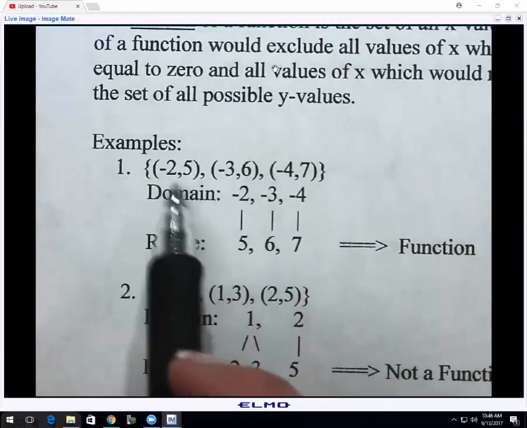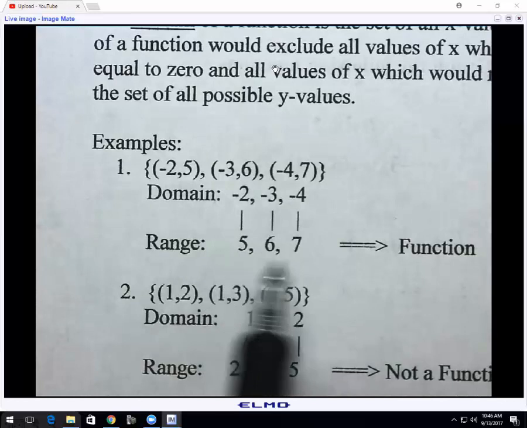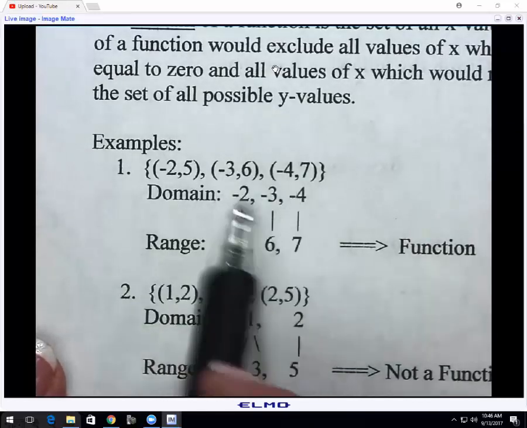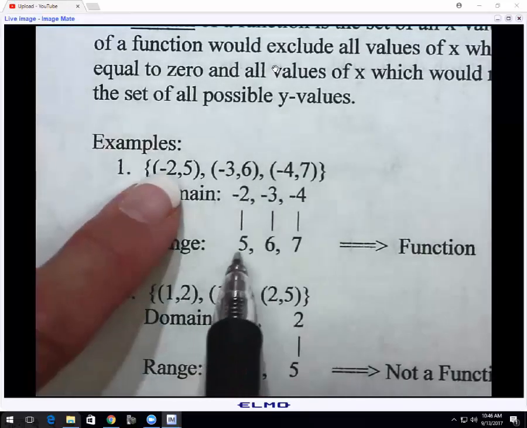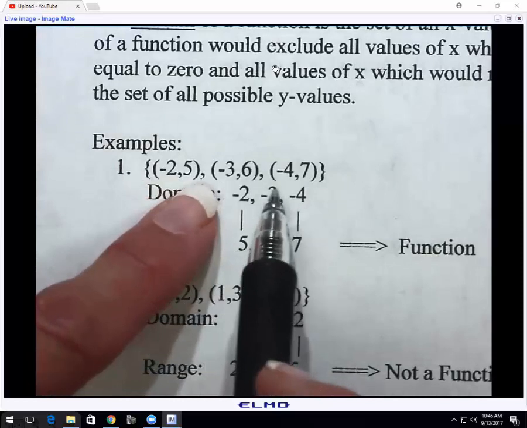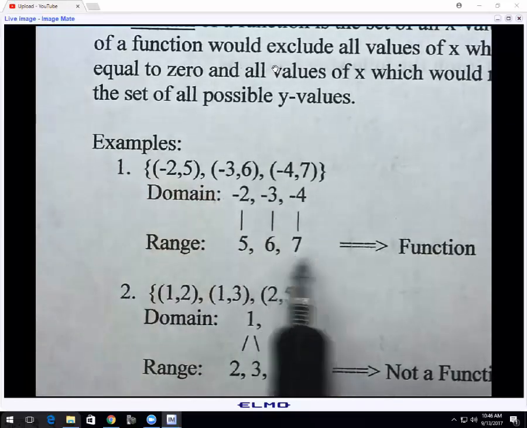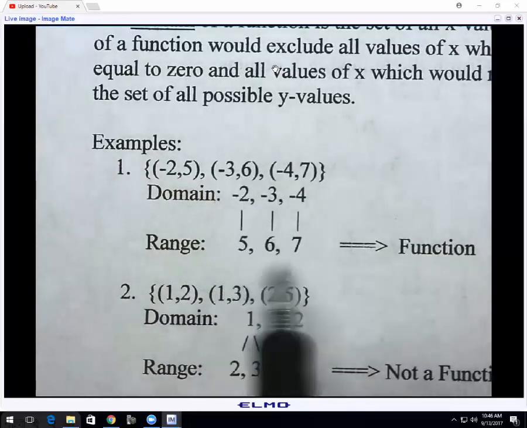I have 3 ordered pairs. The domain is the set of X's. The range is the set of Y's. And this line is called drawing the mapping between the ordered pairs. -2 goes with 5 in the first ordered pair. -3 goes to 6 in the second ordered pair. -4 goes to 7 in the third ordered pair. That is a function because each X is only mapped to one Y.